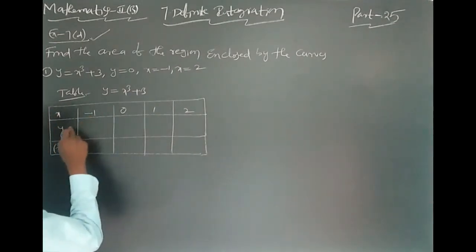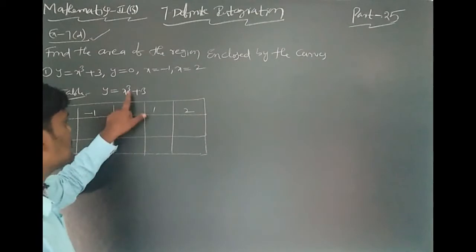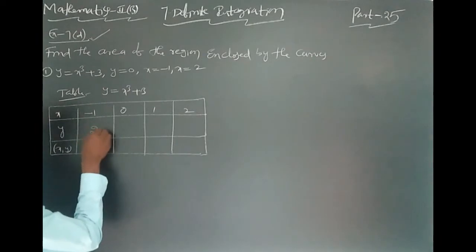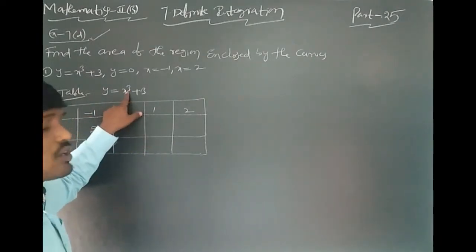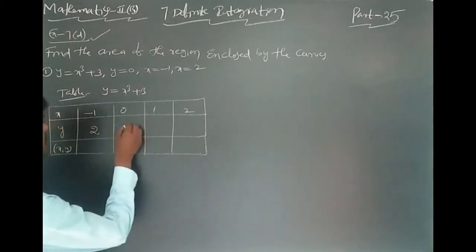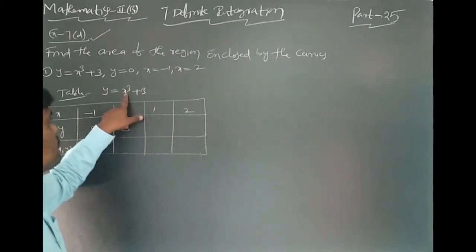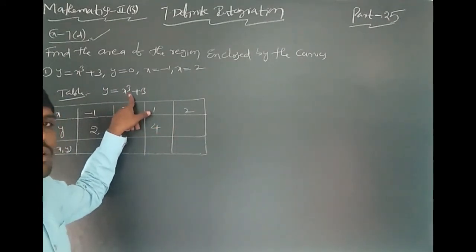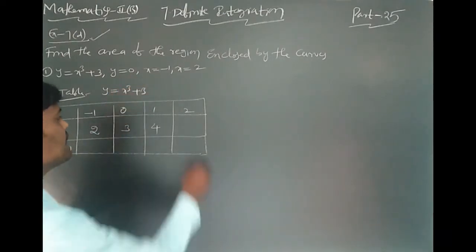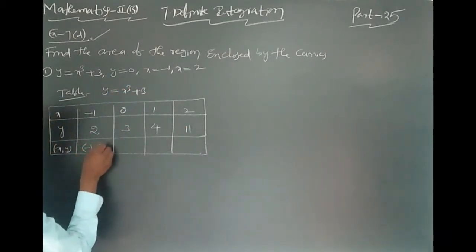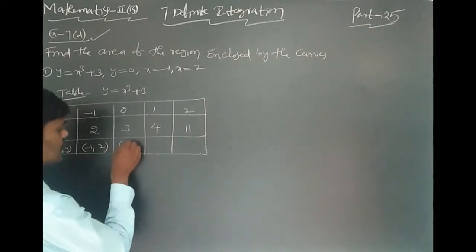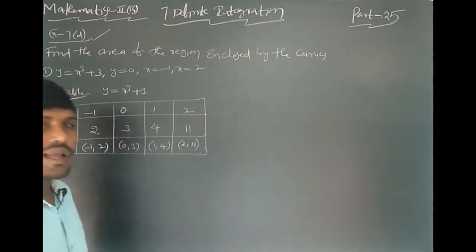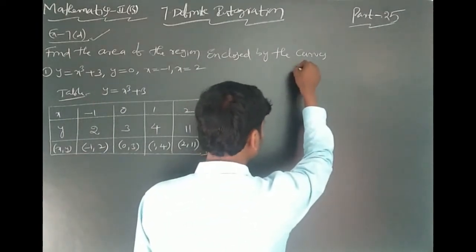Here you write x is equal to minus 1 in this equation. Minus 1 whole cube is minus 1, minus 1 plus 3 is 2. Next, x is equal to 0: 0 cube is 0, 0 plus 3 is 3. x is equal to 1: 1 cube is 1, 1 plus 3 is 4. x is equal to 2: 2 cube is 8, 8 plus 3 is 11. These are the ordered pairs: minus 1 comma 2, 0 comma 3, 1 comma 4, and 2 comma 11. Now you can draw the graph.